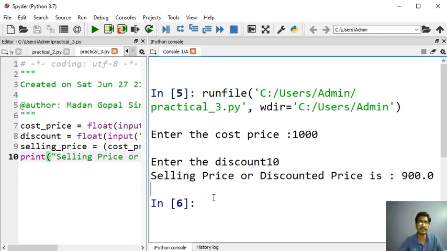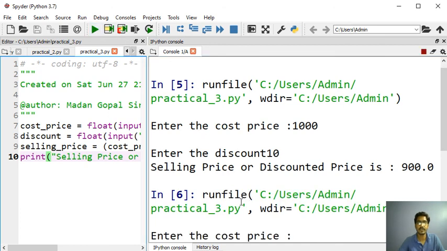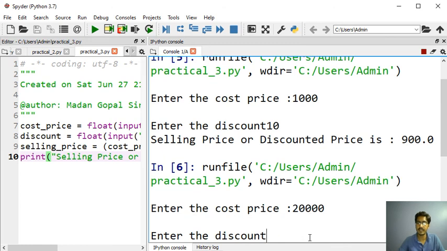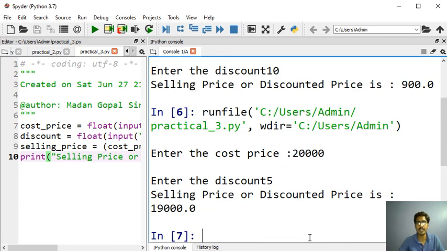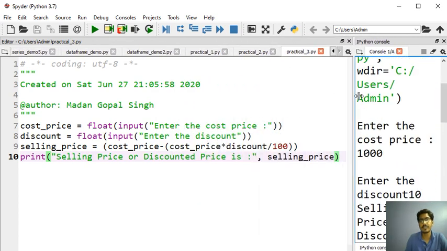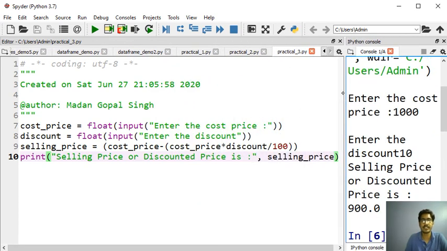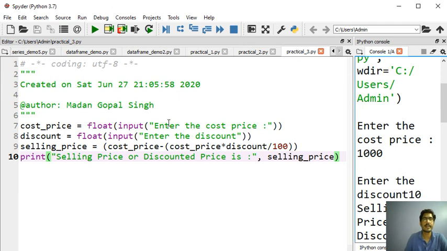Let's run it again and give some different input. Let's suppose I am giving 20,000 as the cost price, giving a 5% discount. Then the selling price, or discounted price, will be 19,000. So this is how you can do this practical on your computer or in a Spyder editor. Note down this code and practice on a computer or mobile phone by running this. I hope you understand this.